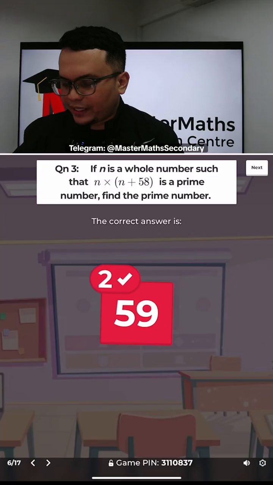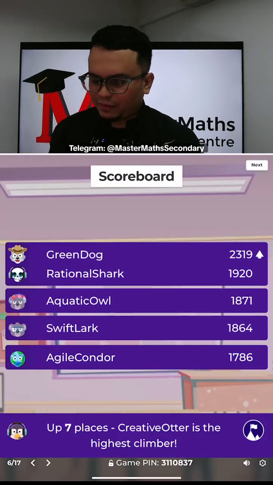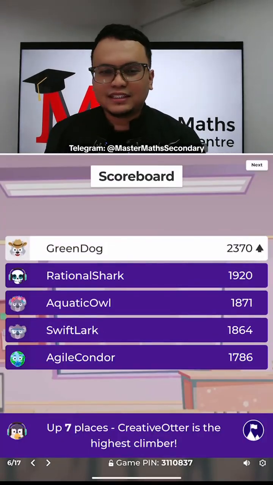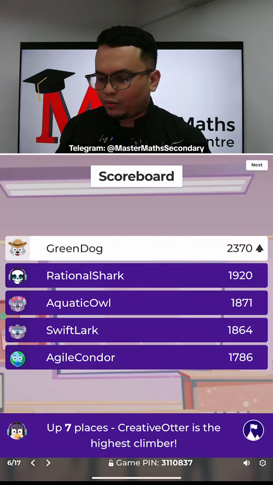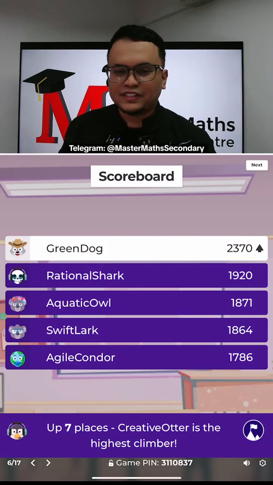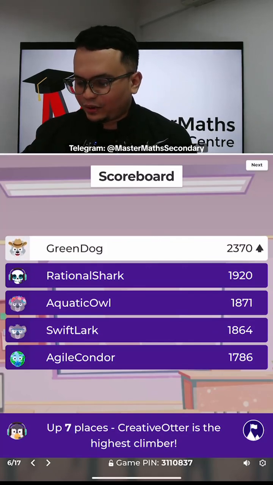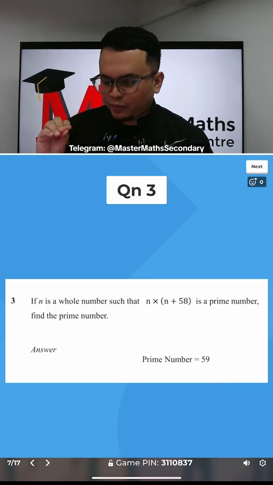Before that, there's a new leaderboard, there's a new leader, green dog. Wow, quite a big difference in the marks of the first one and the others. Quite far ahead, but never mind, still got 5 more questions after this.